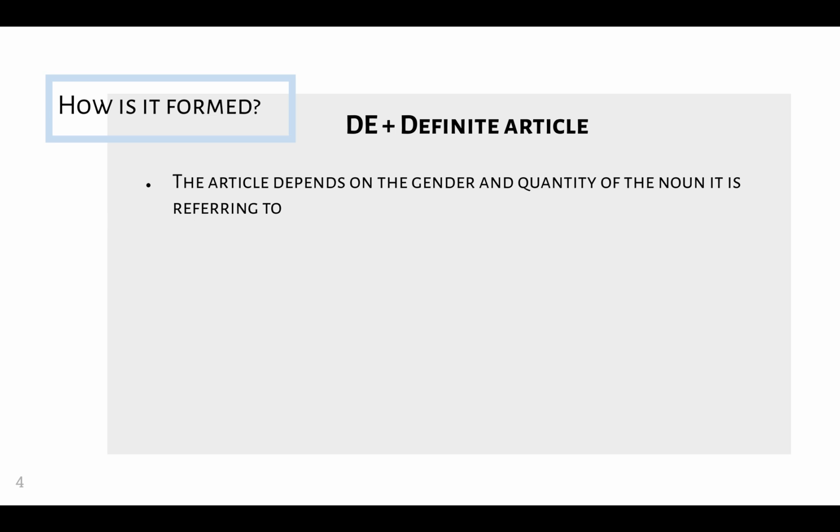So how is it formed? To form the partitive, you take de plus the definite article. Like many other things in French, the article depends on the gender and the quantity of the noun it is referring to. So for a masculine singular noun, it's de plus le, and it contracts to du.